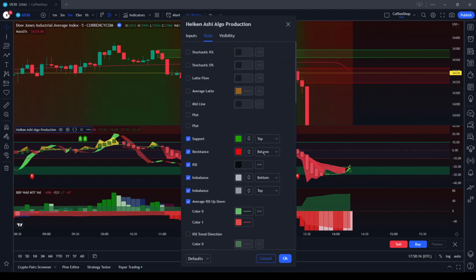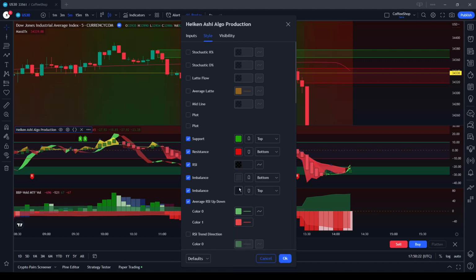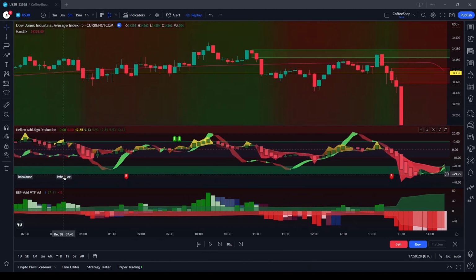There. How about we do this? We have imbalance, dark, and imbalance, dark, right? Did I set it right? There. Okay. So the imbalance color is irrelevant. It doesn't matter what the color is. It just matters that it exists in that place.